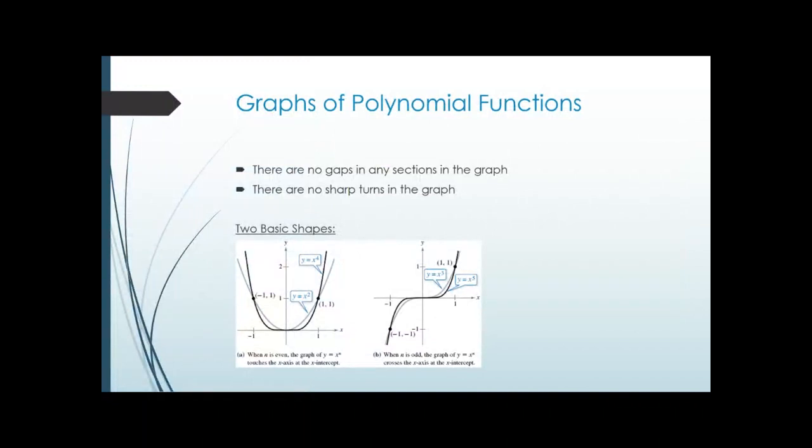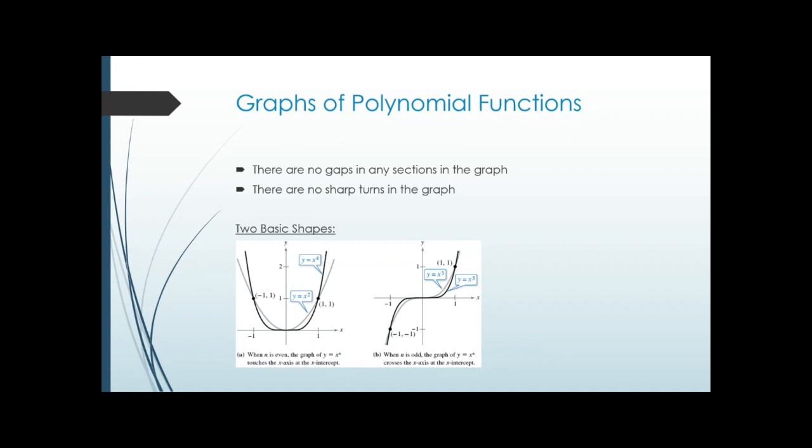So we're going to just start with talking about the different graphs of polynomial functions. So what is special about a polynomial is that it's one of those graphs where there are no gaps. Basically, you can draw it with one stroke of your pen. You don't have to lift your pen off of the paper, and we call that continuous. And there are no sharp turns in the graph.